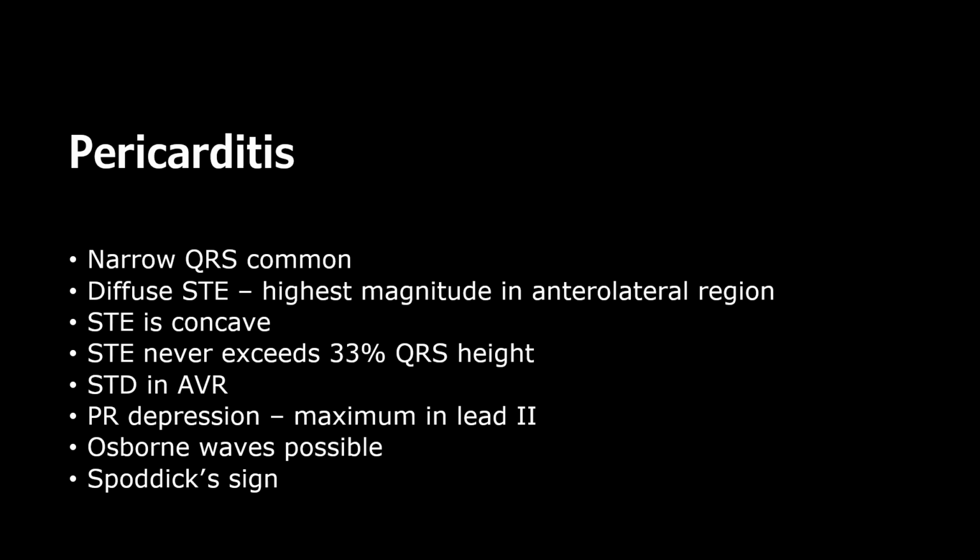The magnitude is typically highest in the anterolateral region. But the key thing to help with pericarditis, besides the clinical presentation, of course, the patient having positional chest pain, recent history of viral illness, ruling that kind of stuff out, is looking at the ECG. You're going to see that the ST elevation is typically diffuse. It's going to be concave, or what we call smiley face. And the ST elevation rarely exceeds 33% of the QRS height. So it rarely exceeds a third of the overall height of the QRS complex, and definitely rarely 50%.